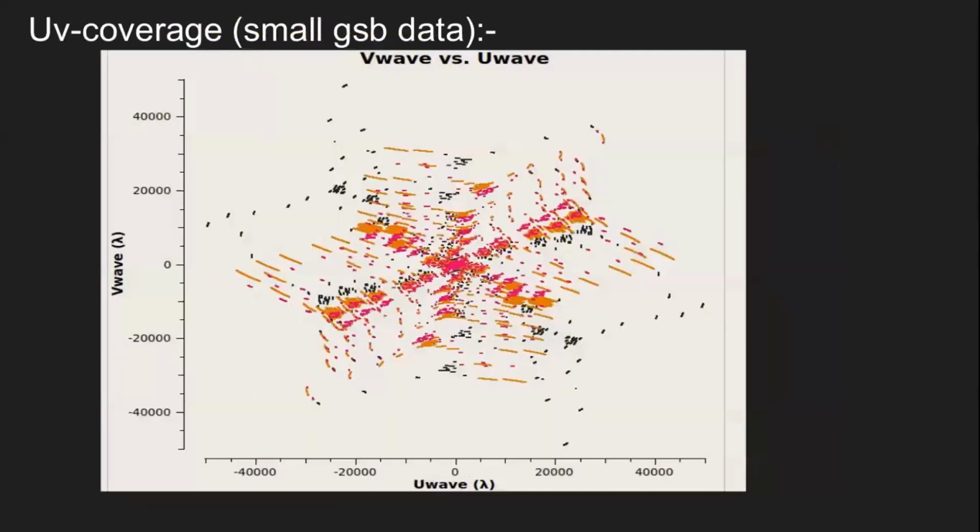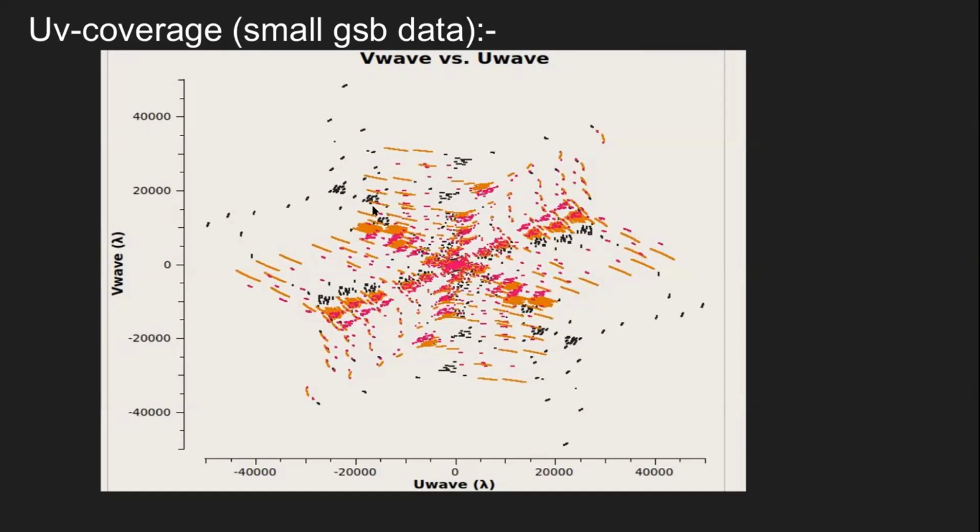Now you can generate the UV coverage plot. In the x-axis I have plotted the U wave, in the y-axis I have plotted the V wave. These plots have been generated using plotms, right? And these different colors tell you the different calibrators. The black one is for the flux calibrator, the magenta one is for the phase calibrator, and the yellow one is for the target. You can always take this as homework. You can generate this kind of plot on your laptop with your own dataset.